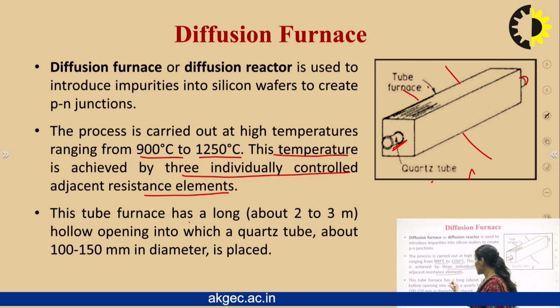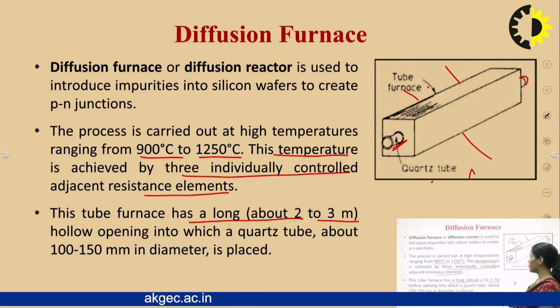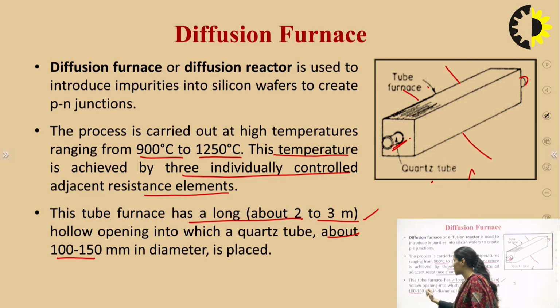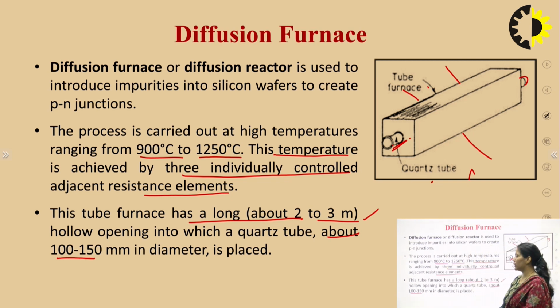This tube furnace has a long, about 2 to 3 meter, hollow opening. So this furnace which you are able to see here is 2 to 3 meter long, and there is a hollow opening inside through which this quartz tube is inserted, and the diameter of this quartz tube is around 100 to 150 millimeter. So this is the generalized presentation of the diffusion furnace, or we can say diffusion reactor.